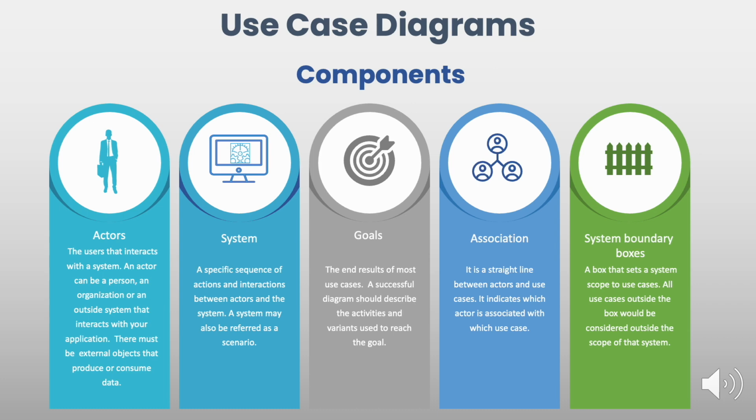And the final one is system boundary boxes. A box that sets a system in scope to use cases. All use cases outside the box would be considered outside the scope of the system.